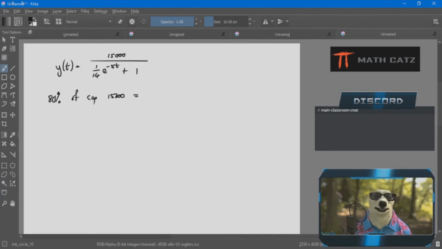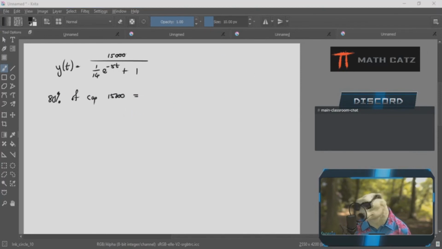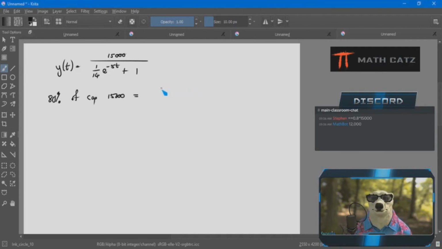Let's calculate it so we have something to show in the chat box. But of course, you can do it in your head as well. 0.8 times 15,000, just so MathBot has something to do. And we have a target of 12,000. So that means we need to solve for t in the equation that we get when we set that equal to 12,000 for y. So we plug in everything, and t is what we are looking to solve.